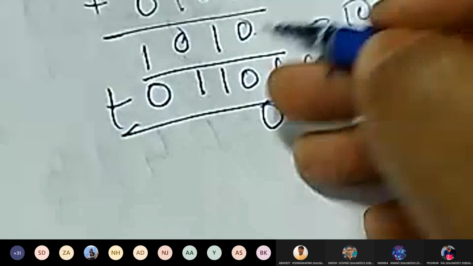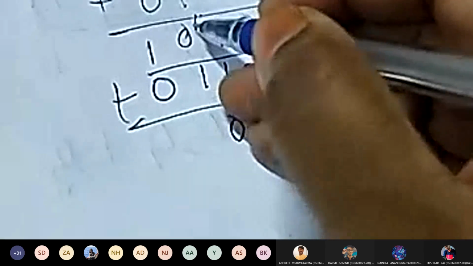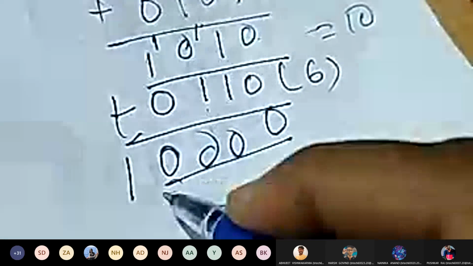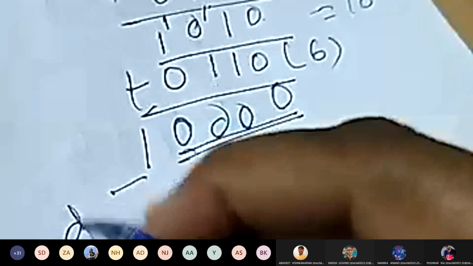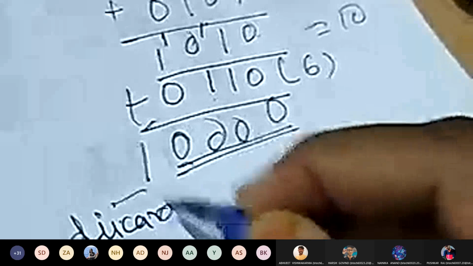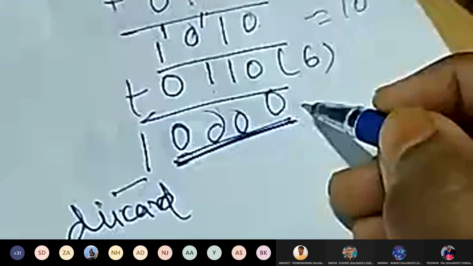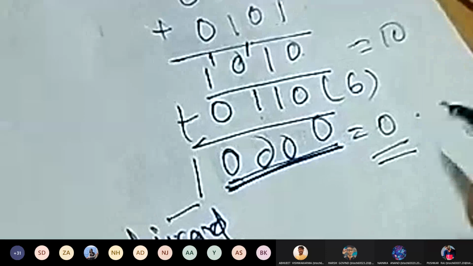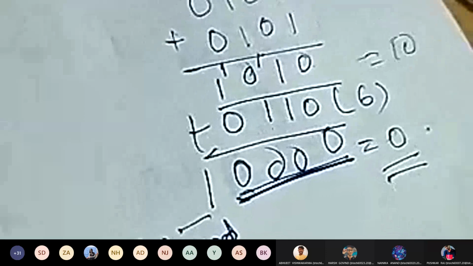0 plus 0 is 0. 1 plus 1 is 0, carry 1. 1 plus 1 is 0, carry 1. 1 plus 1 is 0, carry 1. So what is this value? This is the carry. We will discard it. And now what is the value? This is the 0 value. So now you tell me, Nanika, this 0, will we treat it as BCD or not?